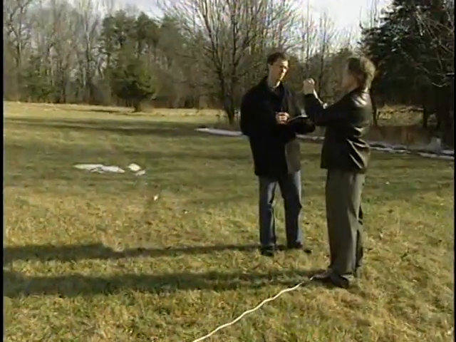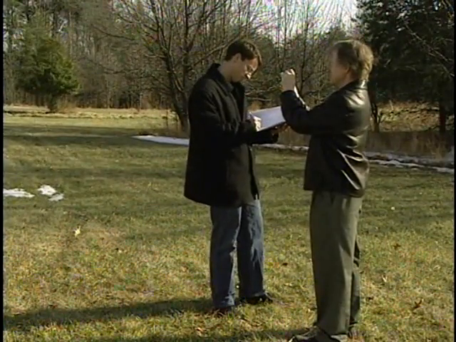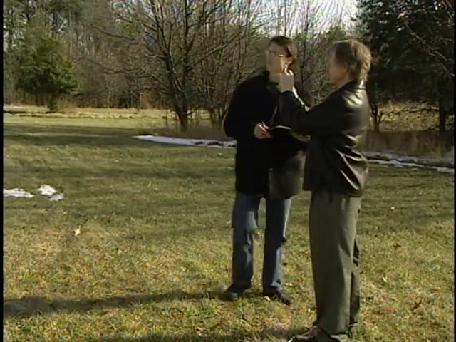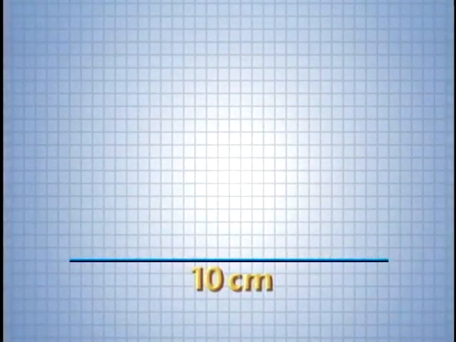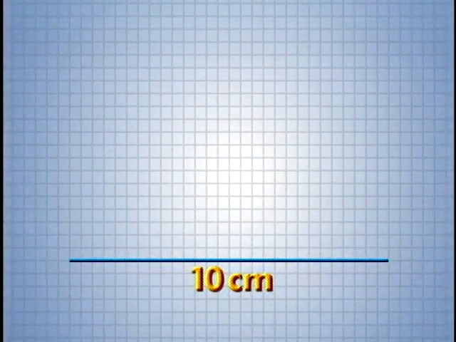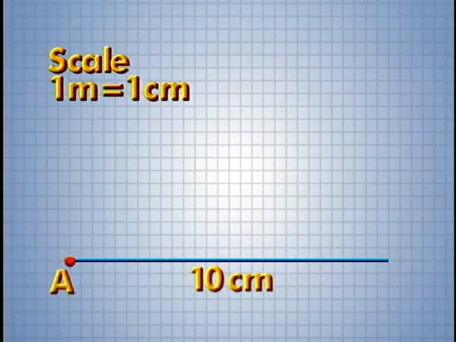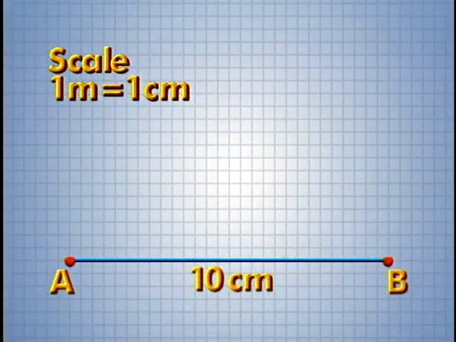We then need to repeat the same procedure on the other side of the rope. We will call this position B. We now have two angle measurements and our baseline measurement, which is 10 meters, the length of our rope. On a sheet of paper along the bottom, we draw a line 10 centimeters long to represent our baseline. For this exercise, let the scale be 1 meter equals 1 centimeter. Mark one end of the drawn line as point A and the other end as point B.